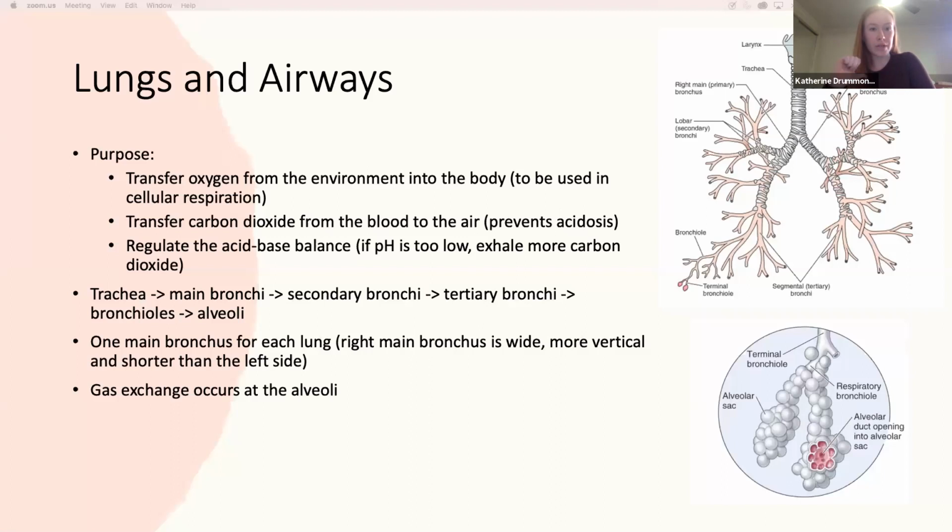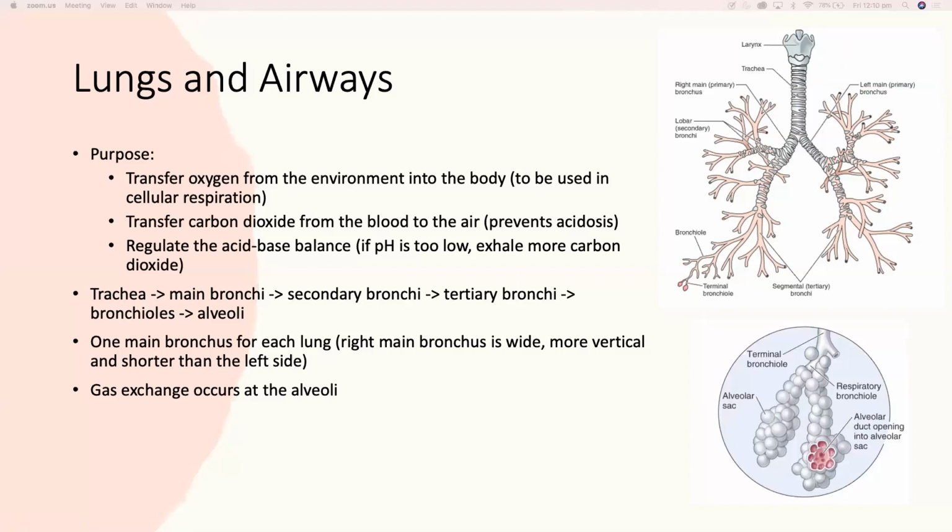We have 1 main bronchus for each lung, and our right main bronchus is much wider. So you can kind of see it in this image here, actually. Our right main bronchus is much wider. It's actually quite a bit shorter, so it bifurcates here, whereas the left bronchus bifurcates here. And then we also can see that it's much more vertical. So rather than being splayed kind of outwards, it's splayed downwards.